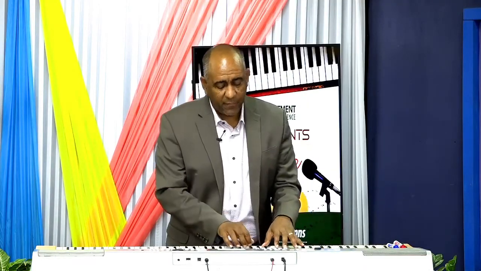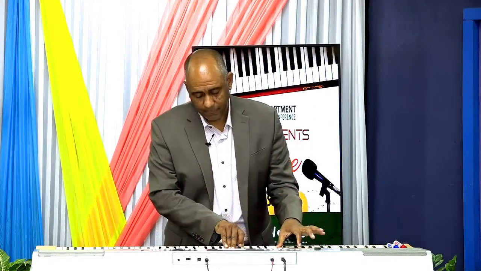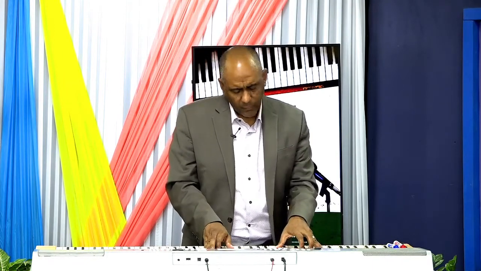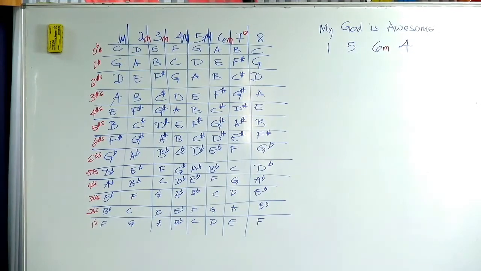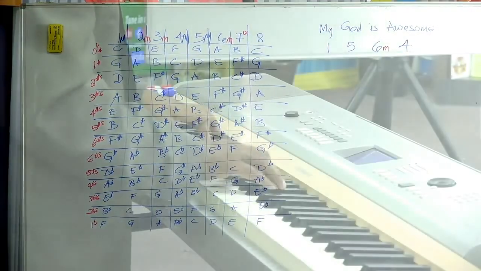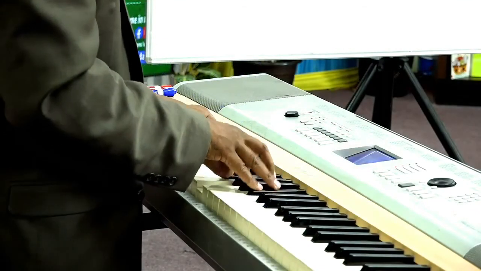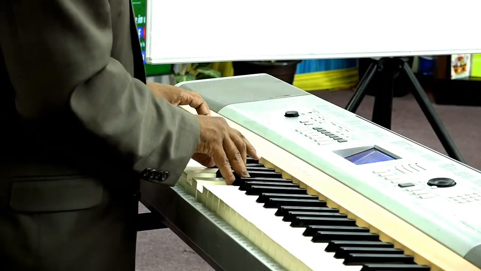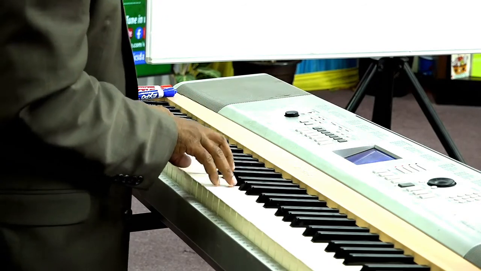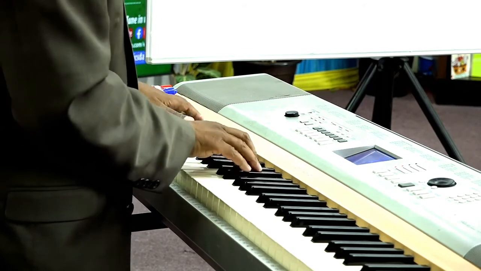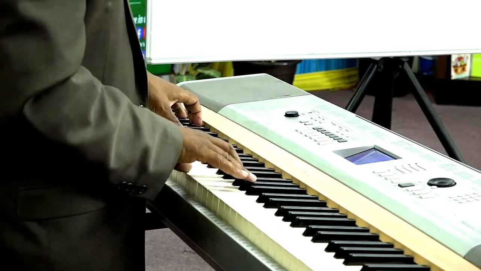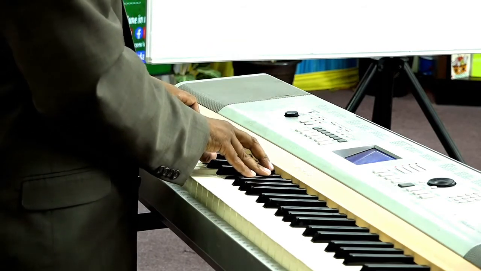Then let's go from A flat now to the next key. E flat. Now, in E flat is 1, B flat is 5, C minor is 6, and A flat will be 4. Let's start now. That's 1. B flat, C minor for 6, and A flat for 4.